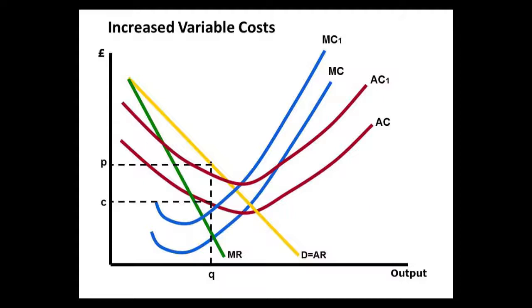A profit maximizer produces where MC equals MR, so the new quantity is Q1. To find the new price, we continue that new quantity line up to the demand curve and trace across to get P1. And to find the new cost, we trace across from where that new quantity dotted line meets AC1, giving us cost C1. That means again the level of supernormal profit has decreased from this area here to this area here.